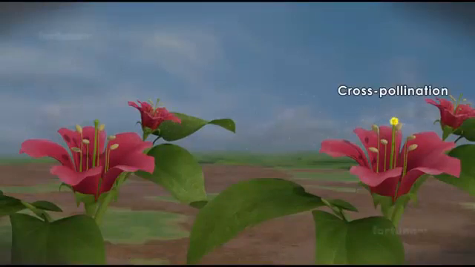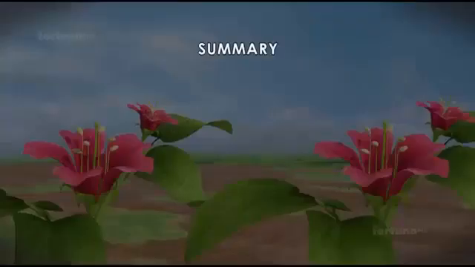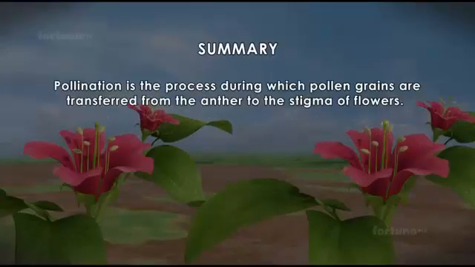is known as cross-pollination. Summary: pollination is the process during which pollen grains are transferred from the anther to the stigma of flowers.